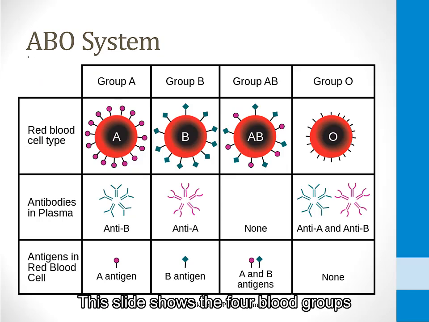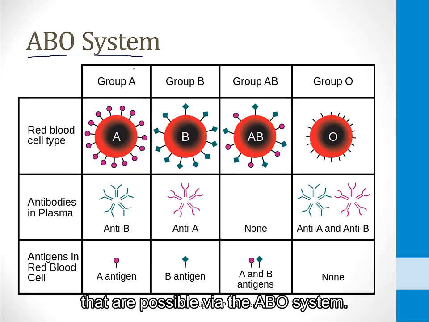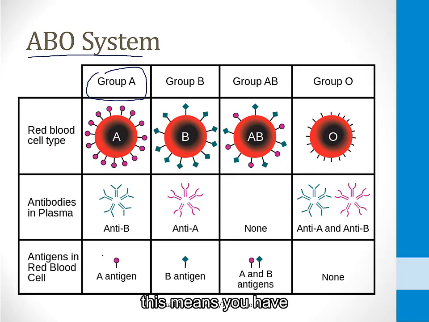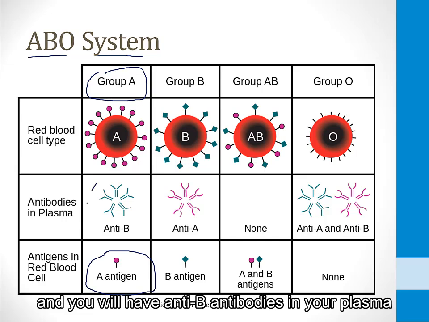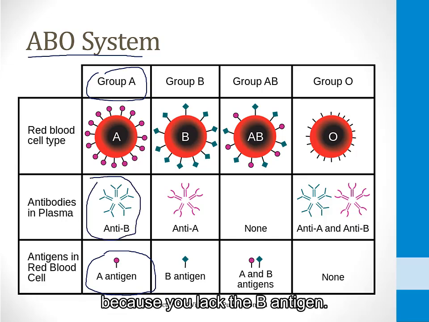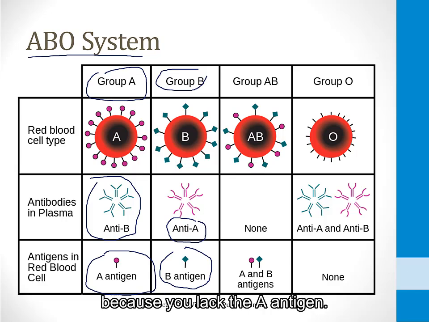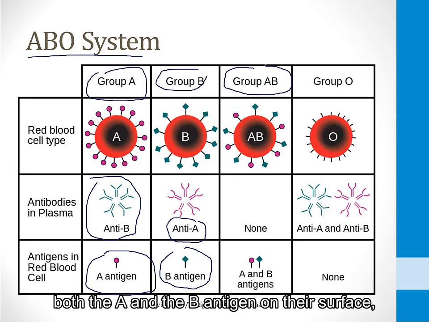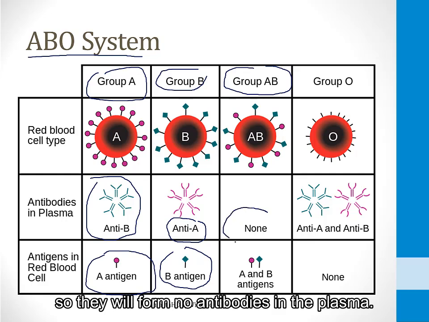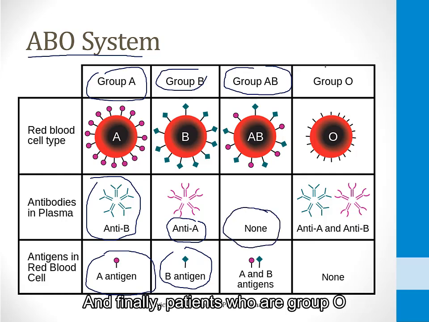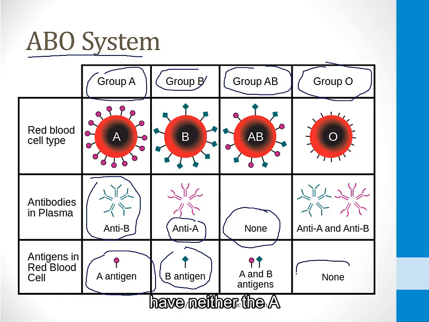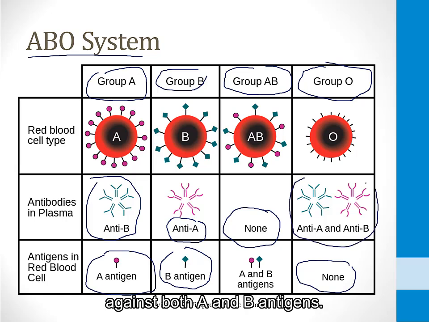This slide shows the 4 blood groups that are possible via the ABO system. If you are blood group A, this means you have the A antigen on your surface, and you will have anti-B antibodies in your plasma because you lack the B antigen. If you are blood group B, it means you have the B antigen on your surface, and you will have anti-A antibodies in your plasma because you lack the A antigen. Patients who are AB have both the A and the B antigen on their surface, so they will form no antibodies in the plasma. And finally, patients who are group O have neither the A nor the B antigen on their surface, and therefore they form antibodies against both A and B antigens.